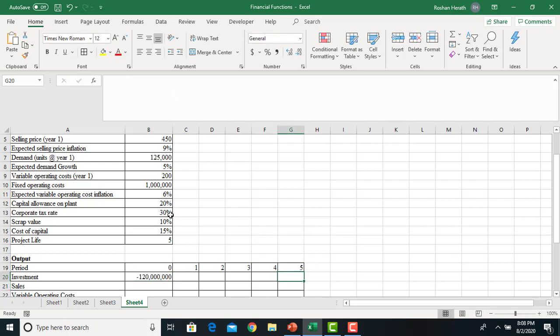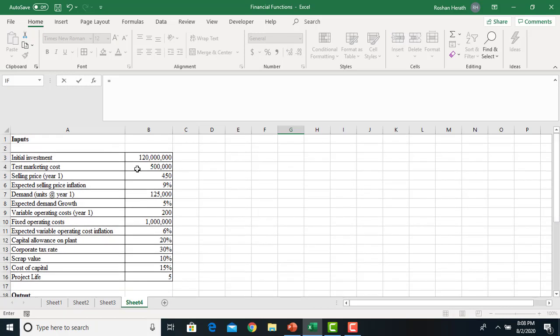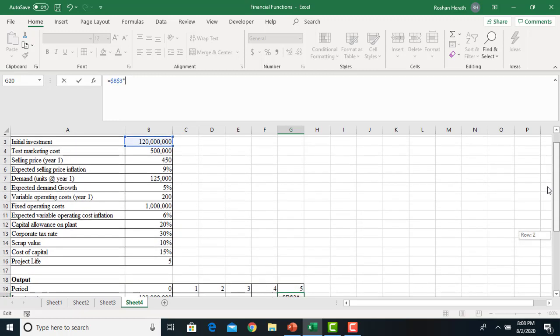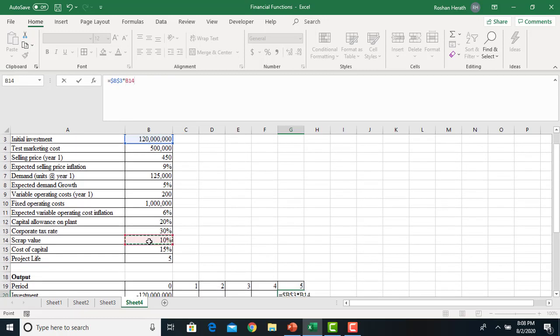Yes. Then it says at year 5, there's a scrap value. Scrap value is 10% of the investment. So scrap value is a kind of inflow. It is expected to occur in year 5. It is relating to the investment. So you may identify the scrap over here. In year 5, you would take the initial investment multiplied by the scrap value, 10%.